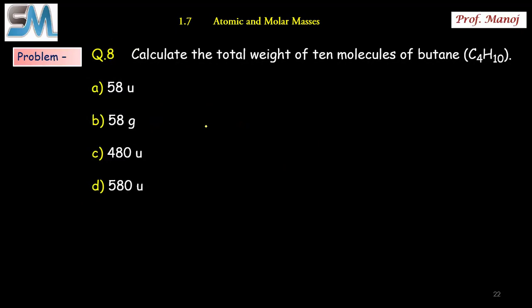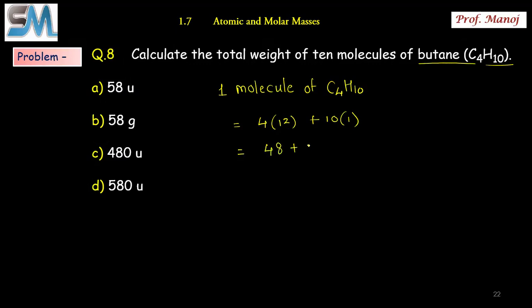Let us see whether you can understand a bit of a tricky question. Calculate the total weight of 10 molecules of butane. First, what is the mass of one molecule of butane? Let us find that. So it's C4H10. So it's 4 into 12 plus 10 into 1. 48 plus 10. That's 58 U. This is for one molecule. Now they are asking me for 10 molecules. So obviously multiply by 10. Answer should be 580 U.